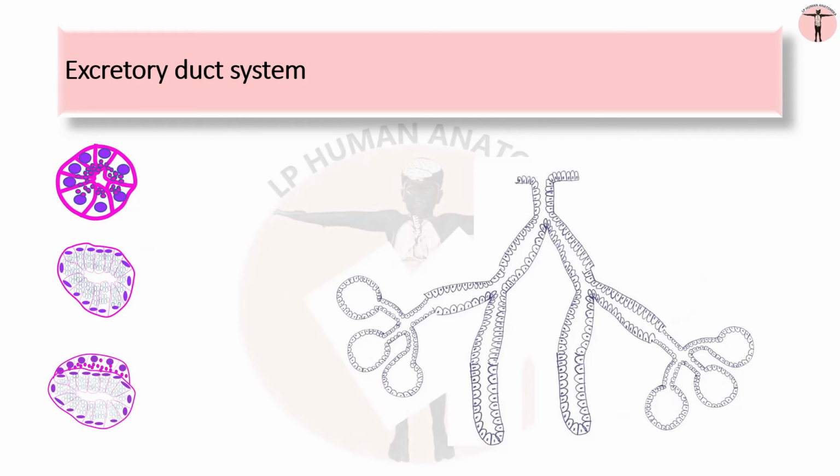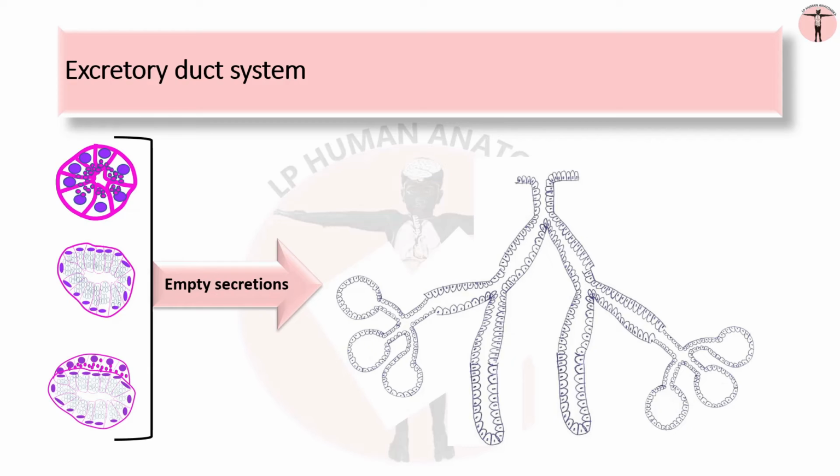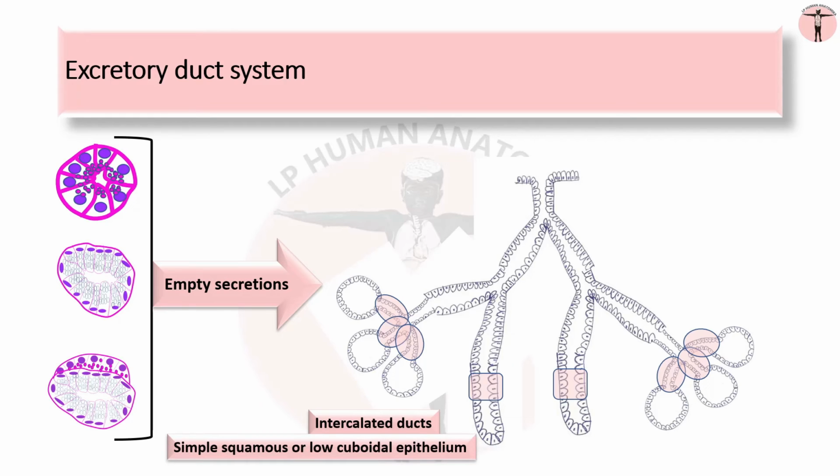Okay, this is to talk about the excretory duct system. These three glands, that is the serous, mucus and the mixed glands, empty the secretions initially into the intercalated ducts, which are the smallest ducts lined by the simple squamous or low cuboidal epithelium and are surrounded by the myoepithelial cells. Several intercalated ducts merge to form larger striated ducts lined by columnar epithelium exhibiting tiny basal striations.